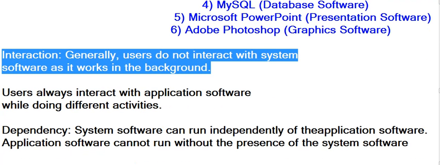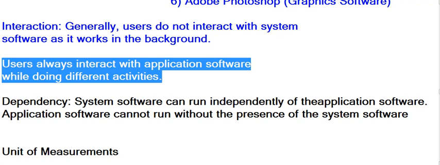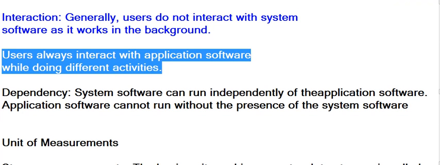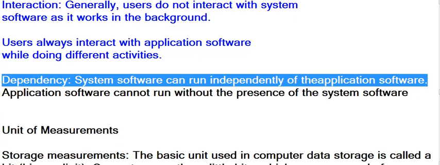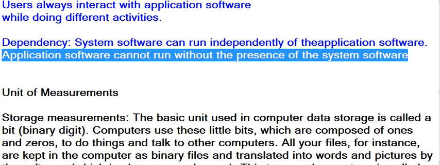Interaction. Generally, users do not interact with system software as it works in the background. Users always interact with application software while doing different activities. Dependency. System software can run independently of the application software. Application software cannot run without the presence of the system software.